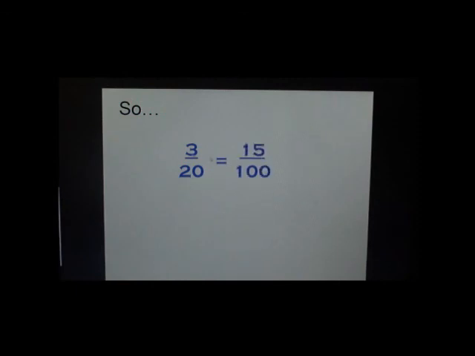Except we're going to have a 3 at the top. 20 times 5 makes 100. 3 times 5 makes 15. So the conclusion is obvious. We just have to change that into a decimal form. And there it is. 15 100ths, when written as a decimal, is written as 0.15 with the 5 getting down to the hundredths place.